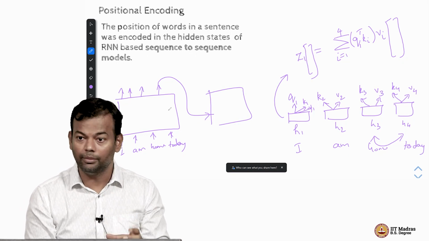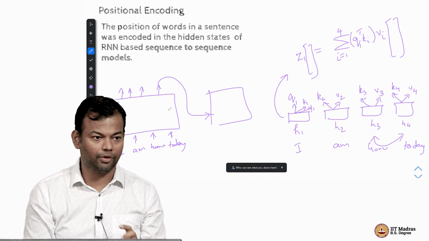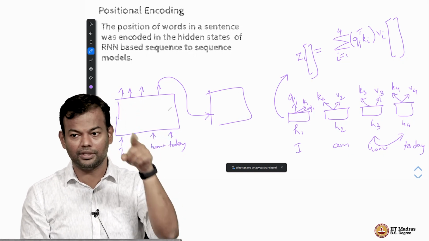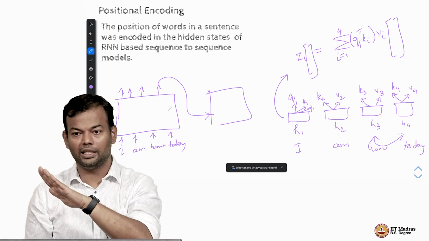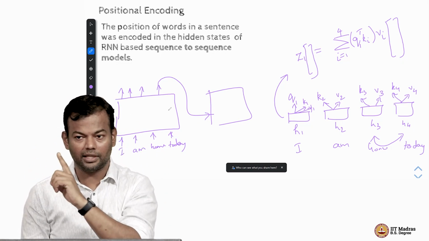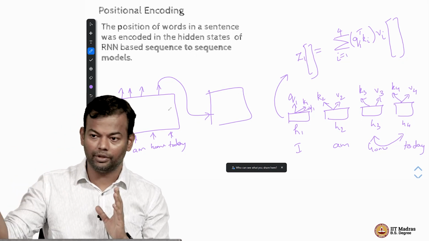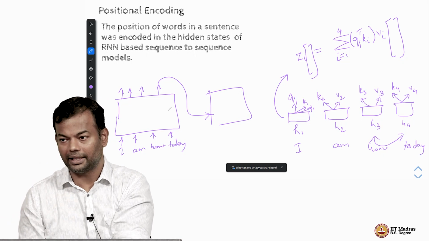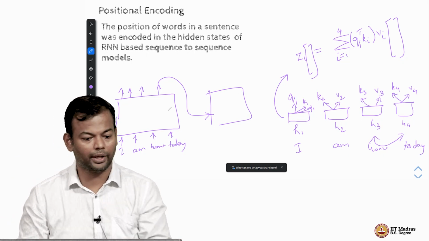So that's why we need some notion of position, which is currently missing from the model, which was not the case in RNNs because you are processing it sequentially. So HT was dependent on HT minus 1. One word was getting processed at a time, so you knew that by the time you come to the 4th word, your H1 has been modified multiple times. Is that clear, everyone?